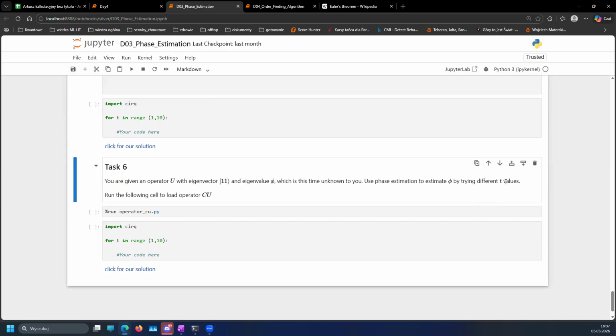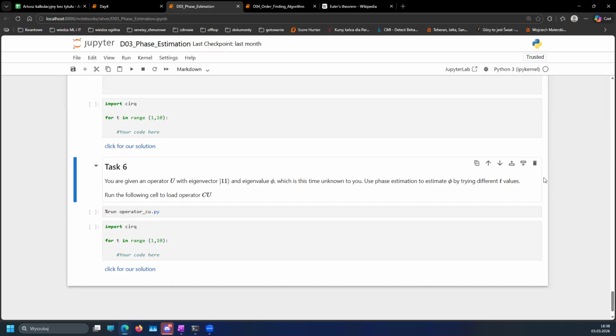This is mainly a test of how accurate you would be. Yes, so I believe you can try t equal to 3, then 6, and so on. And after some point, adding another t, so adding another qubit to the control register, won't change anything.